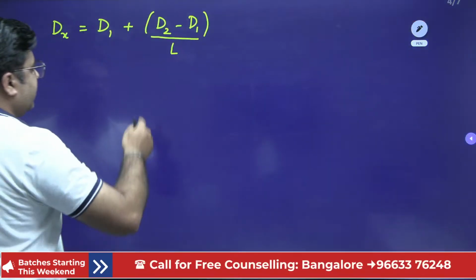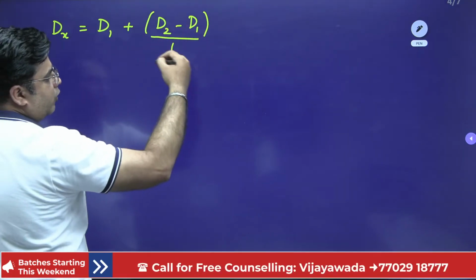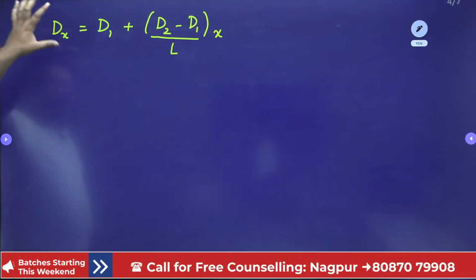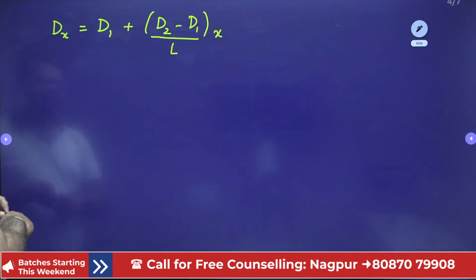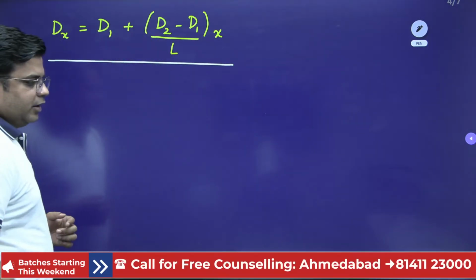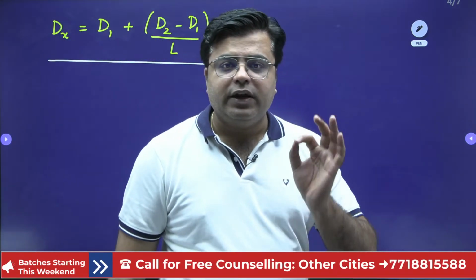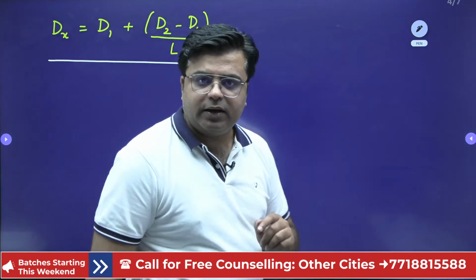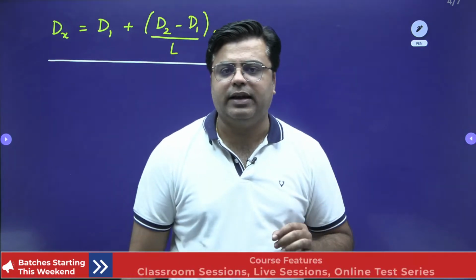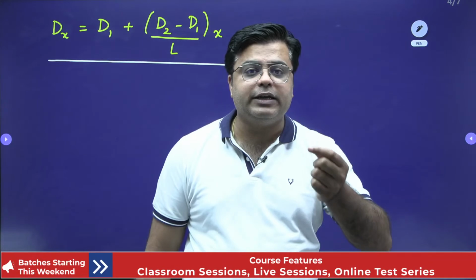That we can calculate like this. So, d2 minus d1 is the total change in diameter over length L, multiplied by x. So, this is the total diameter dx. Now, we have the diameter, so we know the cross-sectional area of the element. We know the cross-sectional area of the element and the load over the element, so we can easily calculate the deformation of length dx.